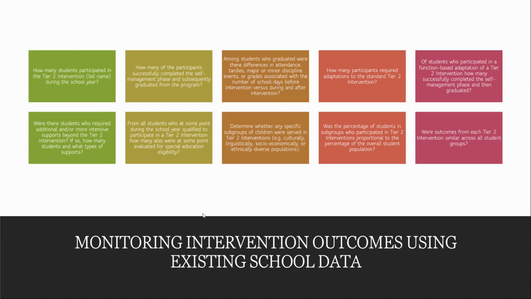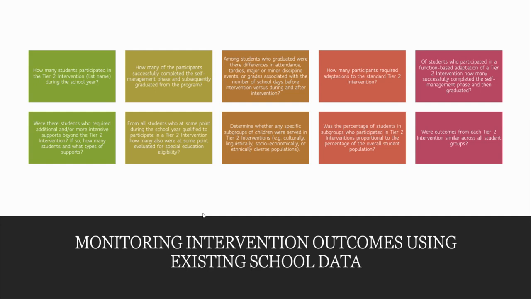So the last thing we're going to talk about is monitoring intervention outcomes using existing school data. Some things the tier 2 team is going to need to think about: how many students participated in the tier 2 intervention, whatever that intervention is, during the school year? How many of those participants successfully completed the self-management phase and subsequently graduated from the program? Among the students who graduated, were there differences in attendance, tardies, major or minor discipline events, or grades associated with the number of school days before intervention versus during and after intervention? So are we seeing some trends, some growth?